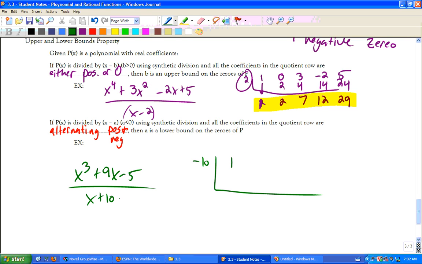This should be x squared, so 1, 0, 9, negative 5. Bring down our 1, multiply to get negative 10. Add those together to get negative 1. Multiply to 10. Add those together to get 5. Because these alternate from positive to negative, back to positive, when that pattern happens, that means that negative 10 is a lower bound on all of our zeros, which means all of our zeros will be greater than negative 10.